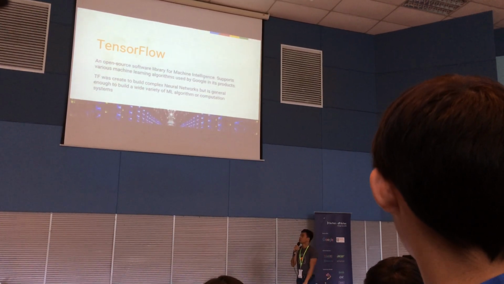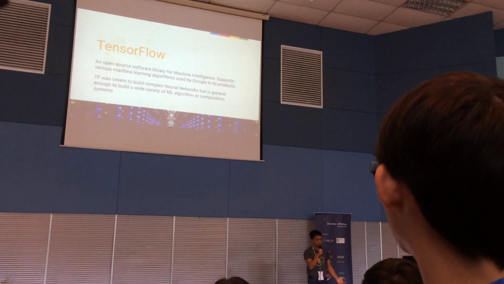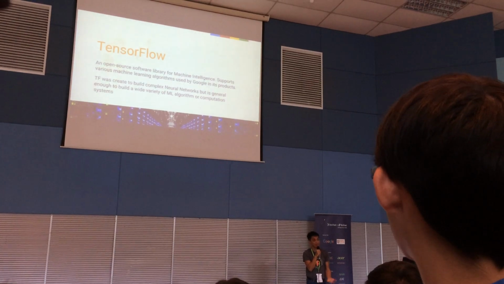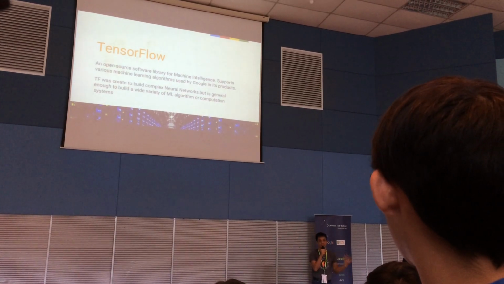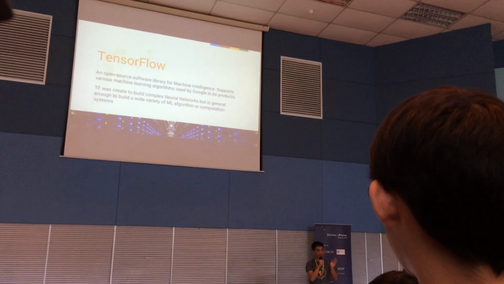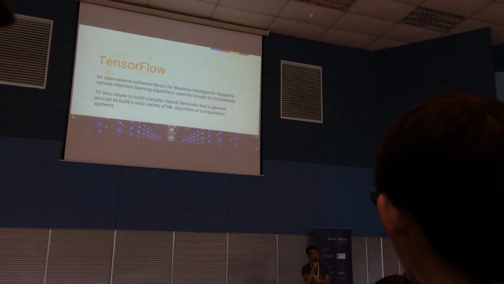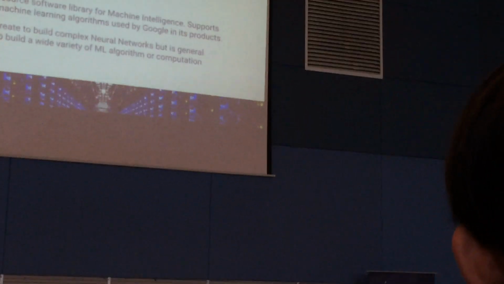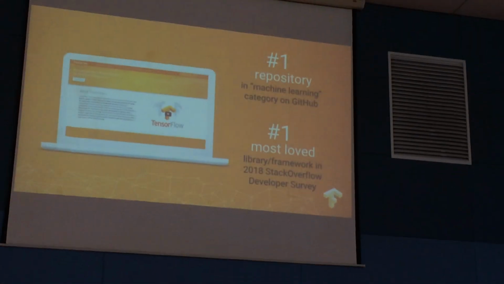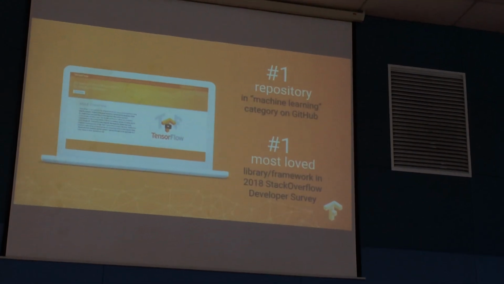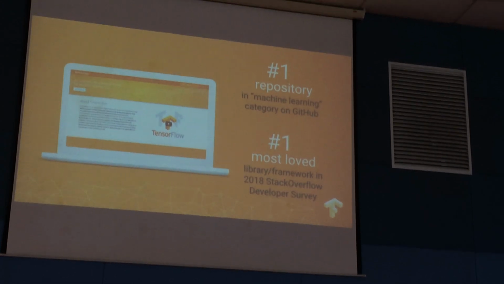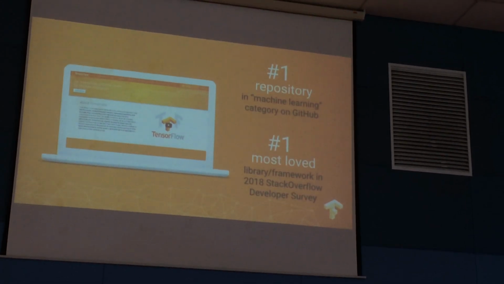Okay, cool. So one of the tools that allows you to build your own machine learning models is TensorFlow. It's one of the libraries that you can actually use. But what makes TensorFlow unique is you can build your deep learning models and your regular machine learning algorithms on TensorFlow at the same time. TensorFlow is the #1 repository in the machine learning category on GitHub. It's also the #1 library and framework in the 2018 Stack Overflow Developer Survey.